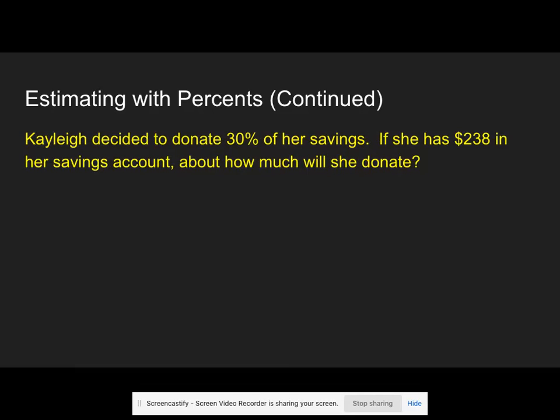Estimating again. So 30% of $238. She's going to donate that money. So I would change 238 to 240. And this time, I'm just going to move my decimal point. I'm going to multiply by 0.3. Remember, one place here, one place in. So $72 ends up being how much she would donate.